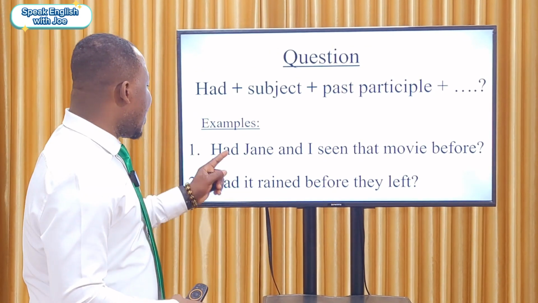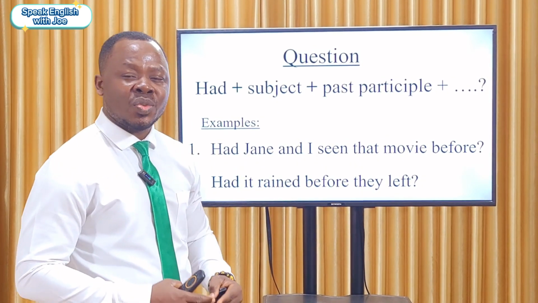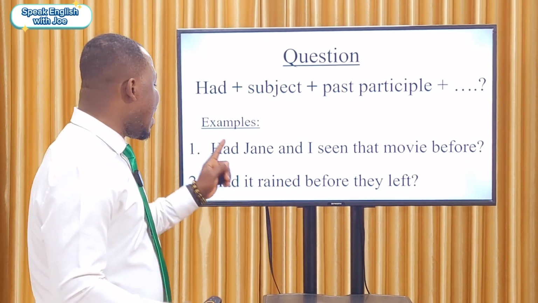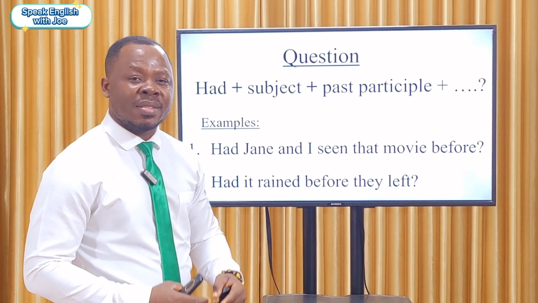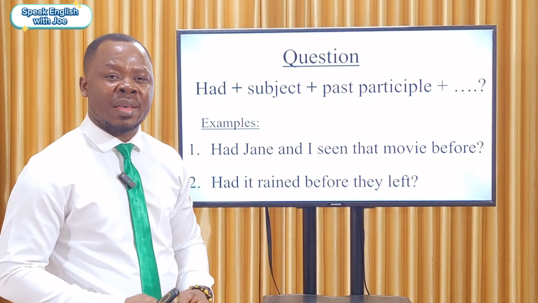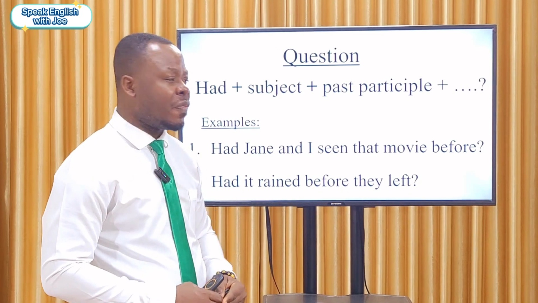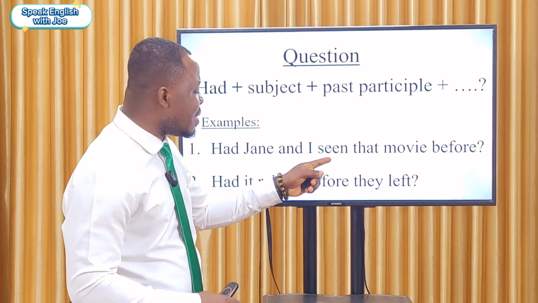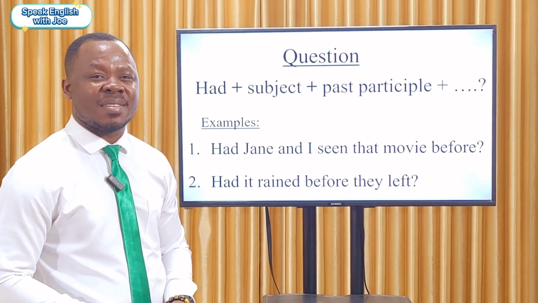Number 1, had Jane and I seen that movie before? In this question, we begin with had plus the subject Jane and I, and the subjective pronoun for Jane and I is we, plus the past participle form of the verb see, that is seen, plus the rest of the sentence, then the question mark.